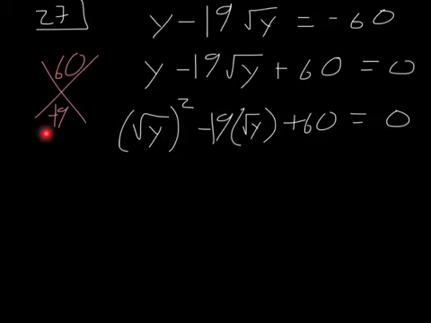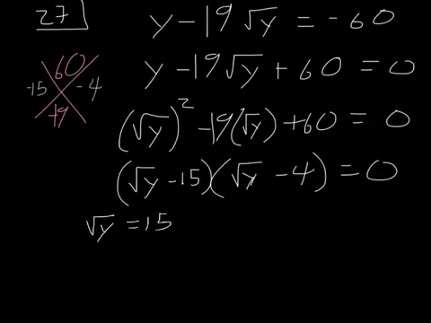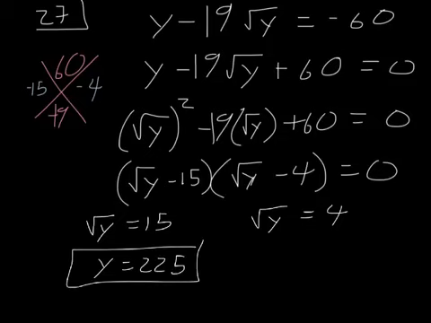Well, that would be negative 15 and negative 4. So we could write this as square root of y minus 15 times the square root of y minus 4 equals 0. And then we could break this into two different equations. One where we have the square root of y equals 15 and the square root of y equals 4. Square both sides and you get that y equals 225 and y equals 16.